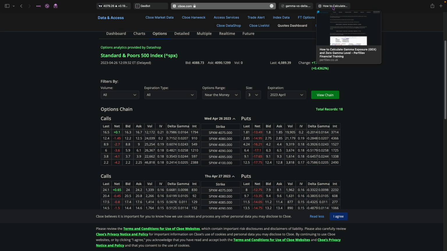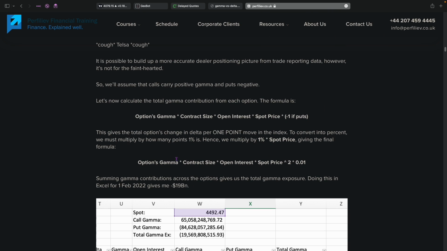And this is pretty much common knowledge. If you look at it here, this is one place to find the calculation. It's just options gamma. This is the total gamma contribution for each option, and then we'll move down to the next part. So options gamma times contract size times open interest. Contract size for SPX is just 100 all the time. For most options, it's just 100. Open interest, which is what we just talked about, times spot price.